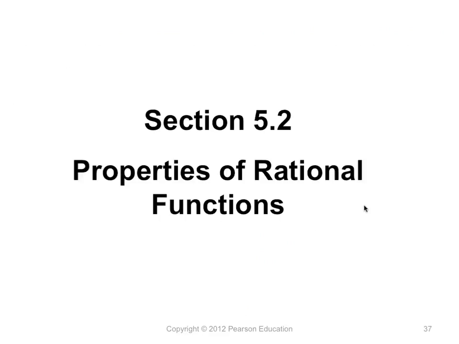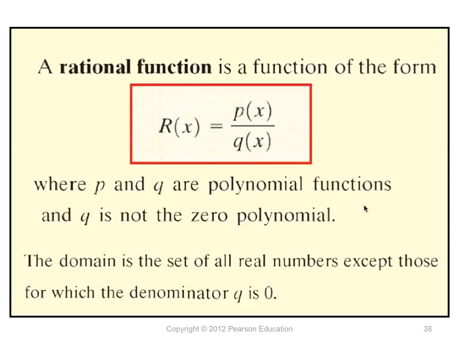Okay, now I want to talk about some things from section 5.2, which is rational functions. So a rational function is just basically the ratio of two polynomials. So we're going to have a p of x and a q of x, and they're just two polynomials that are divided. But q cannot be the 0 polynomial, because we know that we can never divide by 0.